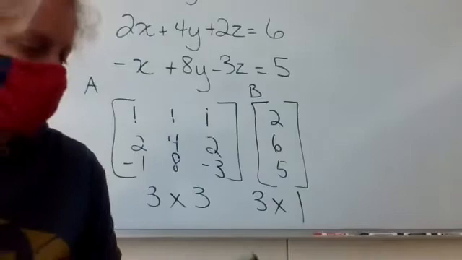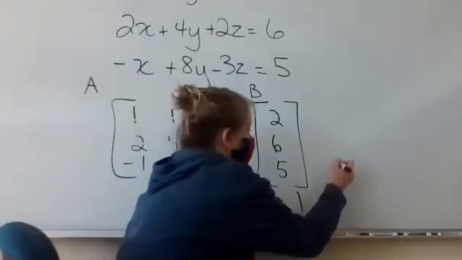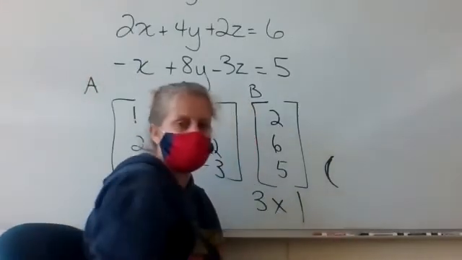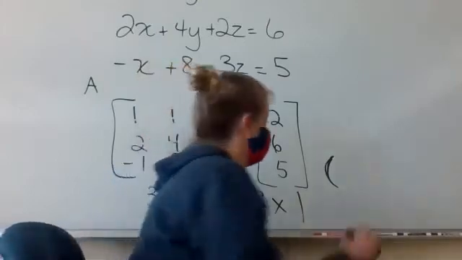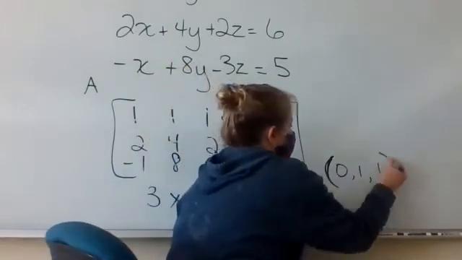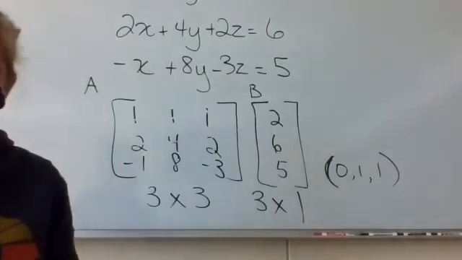So when you enter it into MyMathLab, remember you have to enter it as an ordered triple with the parentheses around it. So you'll have (0, 1, 1), close.